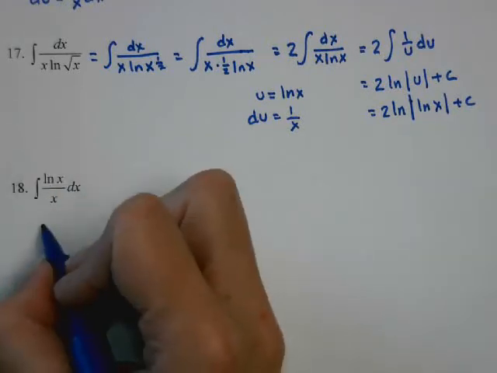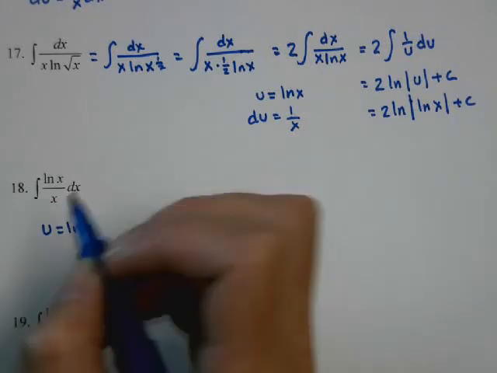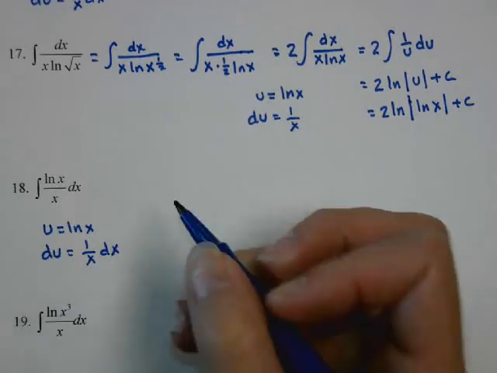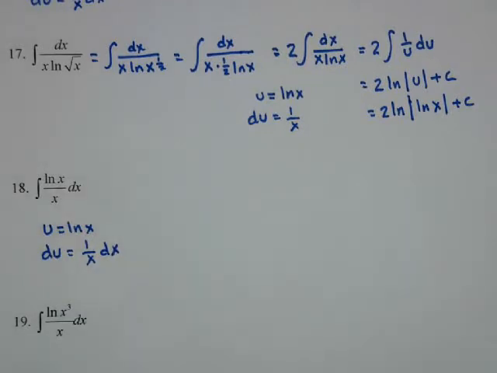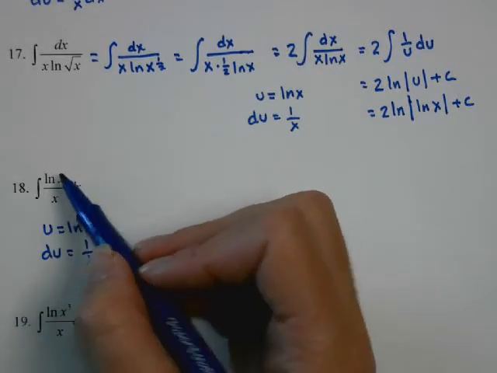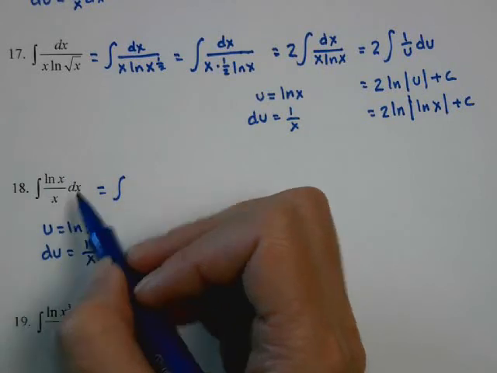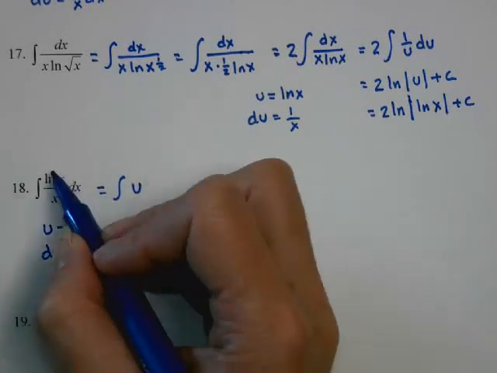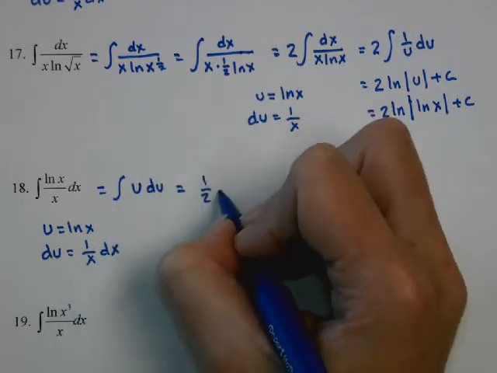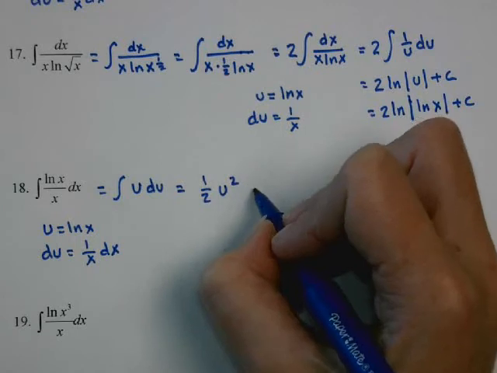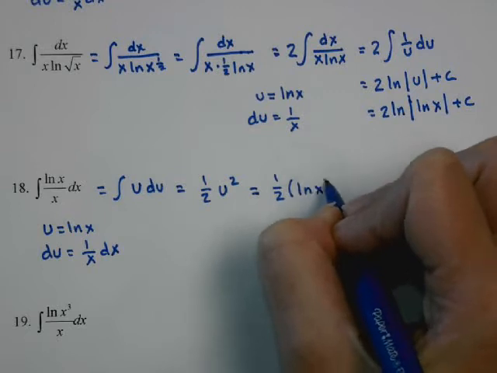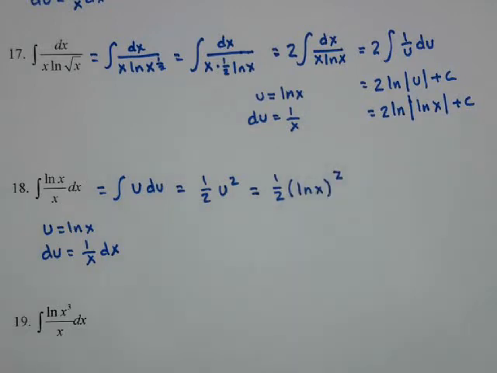This one, we're going to let u equal natural log of x. So du is going to be 1 over x. And there may be cases where you pick the wrong u, and it doesn't simplify down. So then you can just switch it. But here, the natural log gets replaced with u. The 1 over x dx is du. So this is 1/2 u squared, which is going to be 1/2 natural log of x squared.